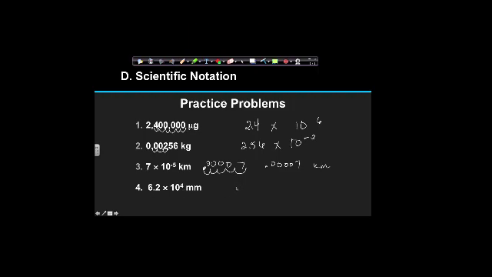Now I'm going to expand this one out. Again, I'm going to take my number, and then I'm going to move the decimal 4 times. Since it's a positive exponent, I'm going to make the number larger and move the decimal to the right. So 1, 2, 3, 4. So it's 62,000. And notice it's not that there's 4 zeros there. It's that I moved the decimal 4 times.